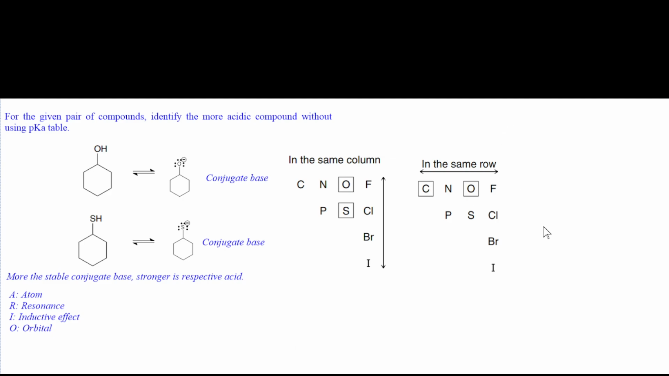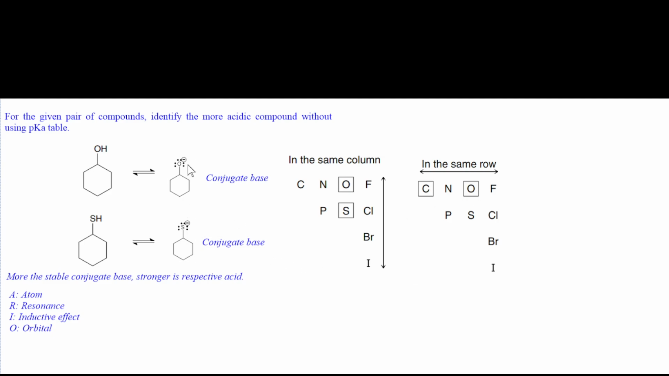On the other hand, if the two atoms carrying a negative charge in the conjugate base are from the same row in the periodic table, then in that case, compare the electronegativity. The more electronegative the atom, the better the stability of that conjugate base.